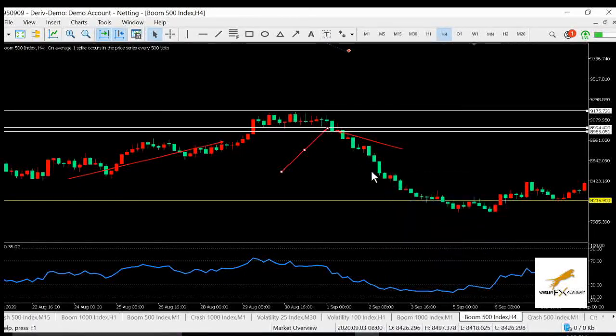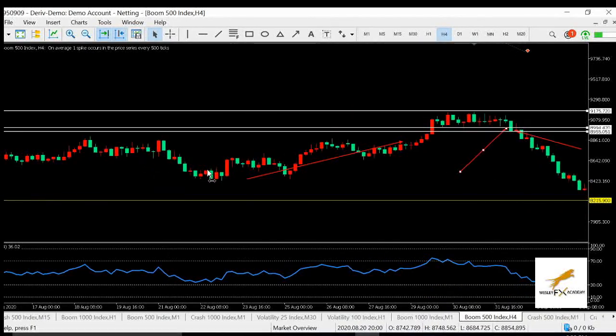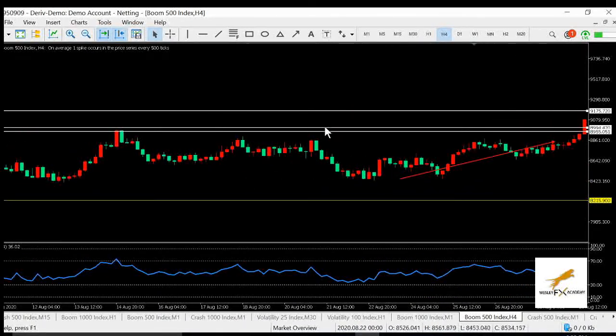So whenever I see a breakout of the horizontal line, you just take a trade on the next candle. So that is how to trade a breakout. I don't want the video to be too long, but I'm gonna take another example. Okay, you can look at here also.